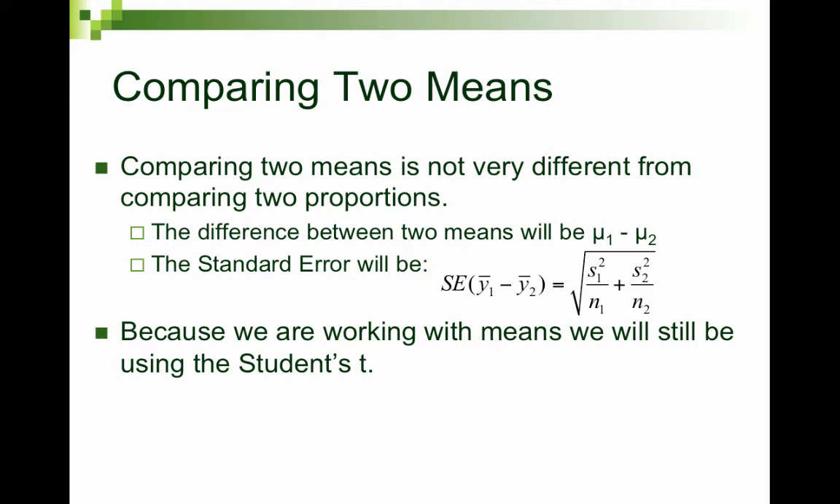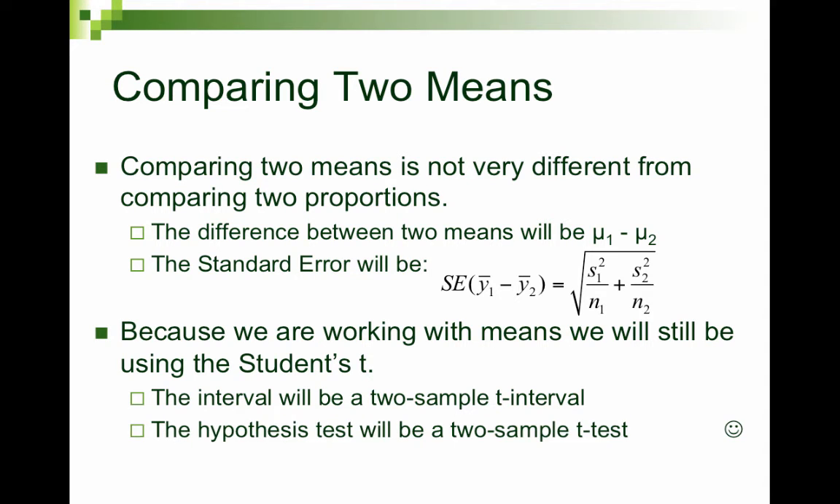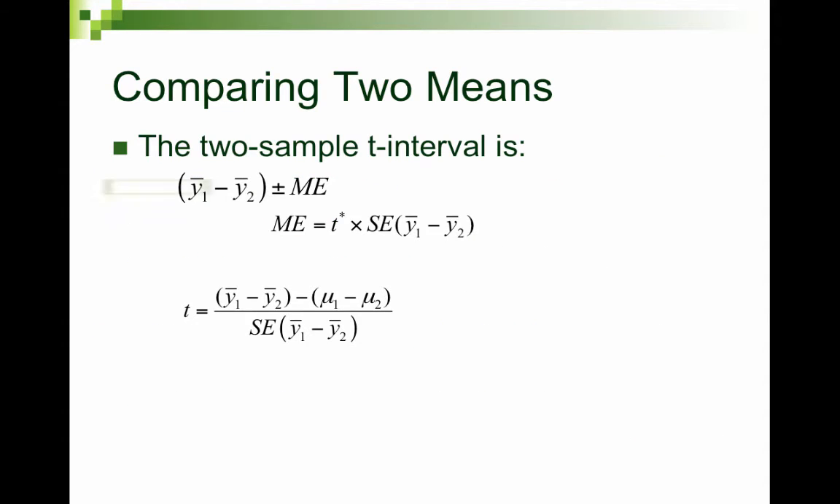Because we are working with means, we're still going to be using the student's t-distribution. The interval will be called a two-sample t-interval, so before you check the assumptions and conditions, you have to state that you're going to be doing a two-sample t-interval. And if you're doing a hypothesis test instead, it will be a two-sample t-test. The two-sample t-interval is the difference between your sample means plus or minus your margin of error, where your margin of error is still your critical value, so t asterisk, times your standard error.